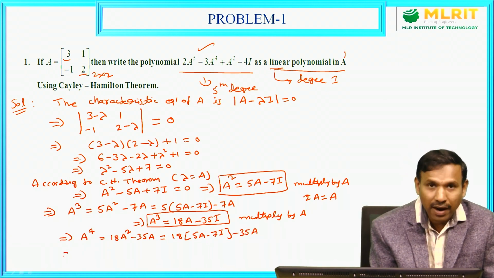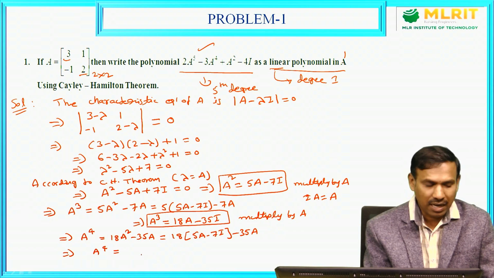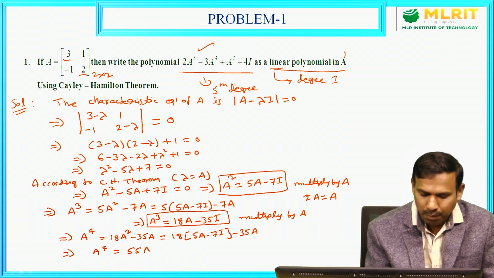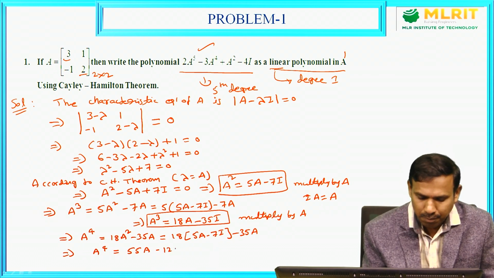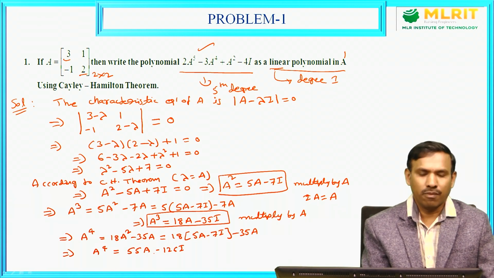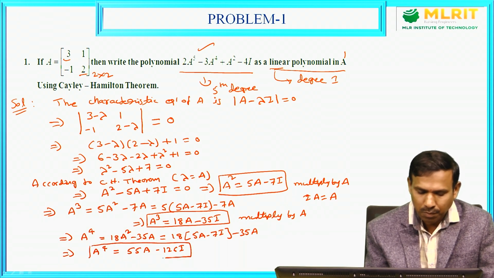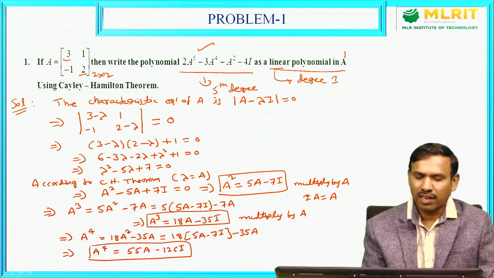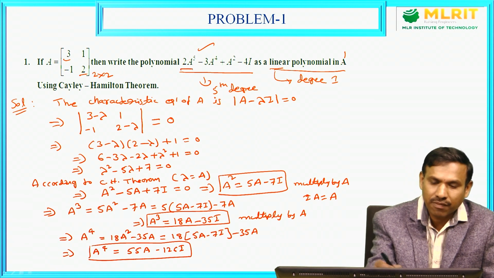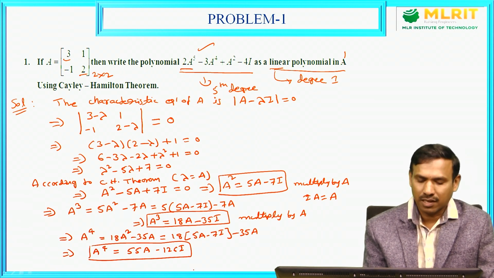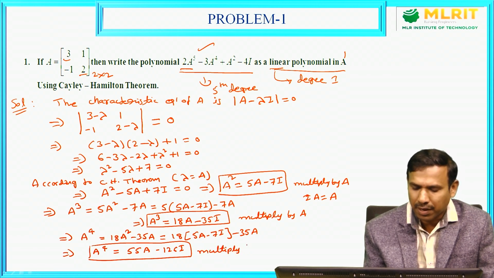Now, simplifying, finally, a power 4 value: 18 into 5, 90, 90 minus 35, that is 55a, minus 18 into 7, that is 126i. Okay, a power 4 value is 55a minus 126i. So, a square is linear, a cube is linear, a power 4 is linear. Then, I want a power 5 also. The given polynomial contains a power 5 as the highest degree. Again multiply the a power 4 equation by a.